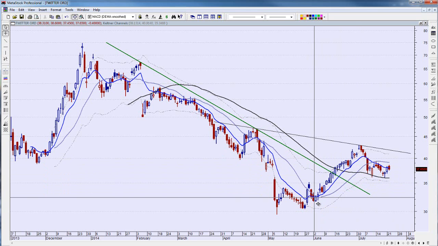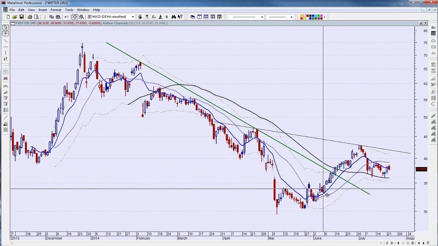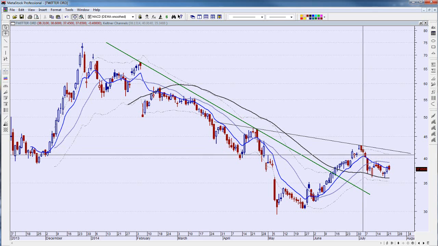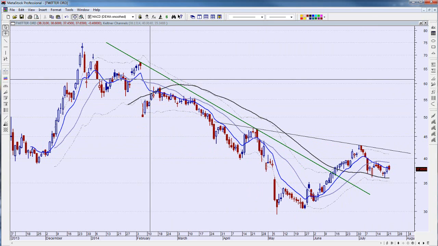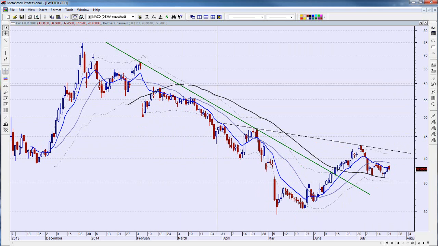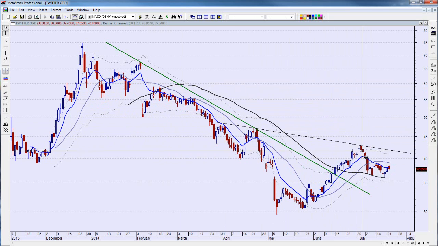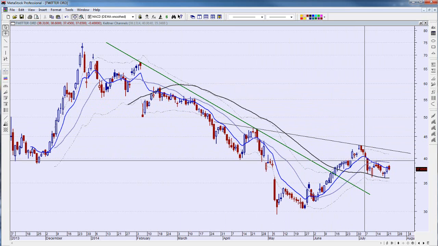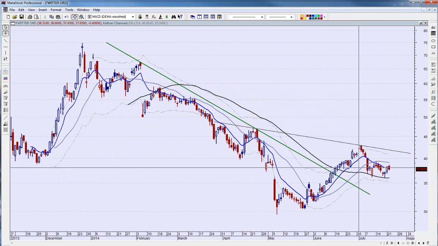I like to watch to see when we get a couple closes above the 10, it has a tendency to ride. You get a couple closes below the 10, it has a tendency to ride to the downside. Now, it's a little more complicated than that, but that's the 40,000 foot perspective on it. All right, so now we've got the 21 above the 55.